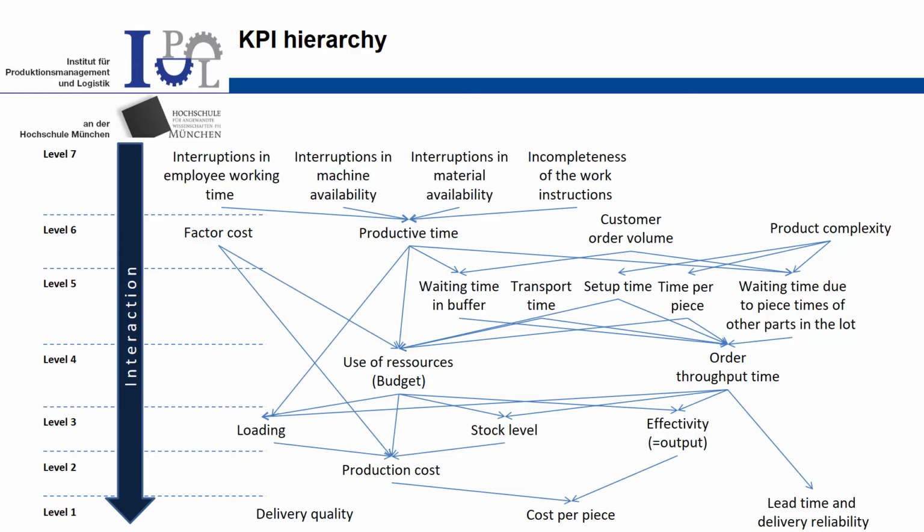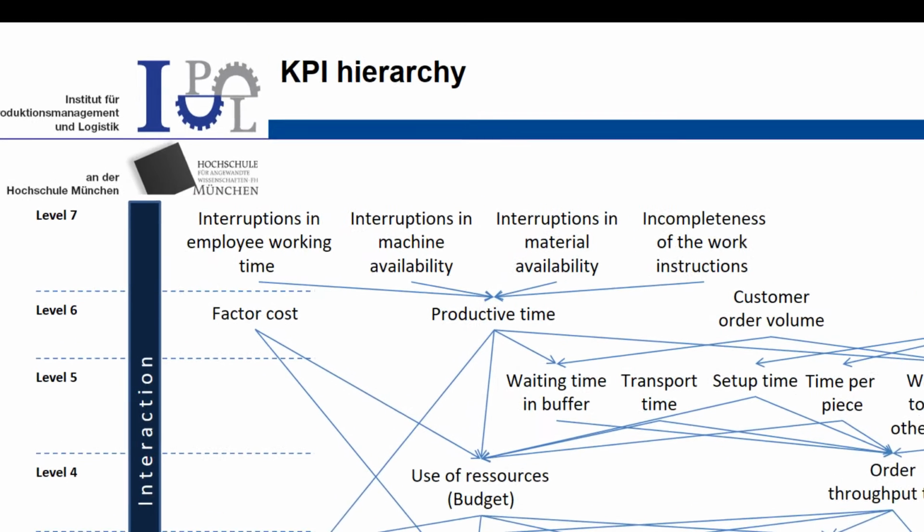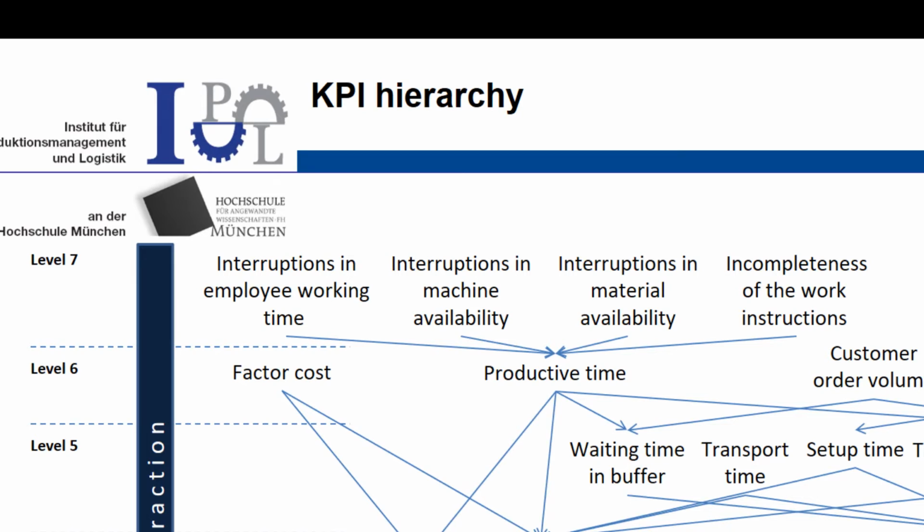To find out what key figure we should use, let's have a look at a KPI hierarchy. You can see we build it up from level 7, the lowest base level, so we can assume that figures show us what's happening in the operation line, such as how many interruptions you have while working, from an employee, machine or material view. And of course, are there missing instructions? Whatever it is, it doesn't affect the total shift time, but our productive time.